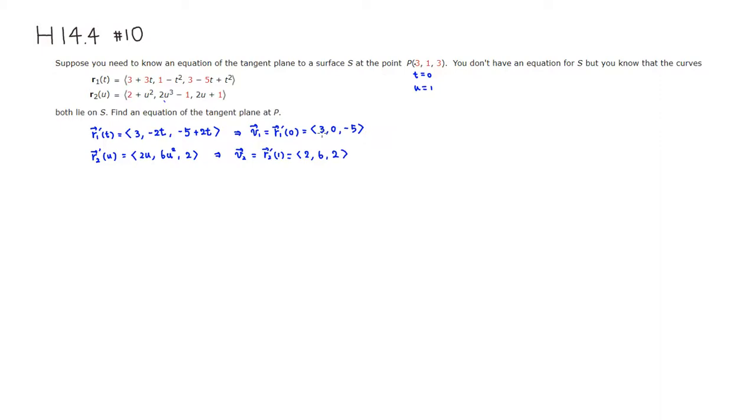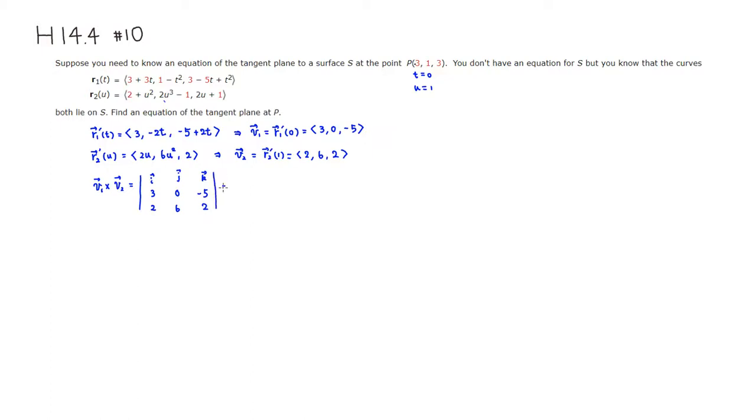Once you have two direction vectors, what we want to do is find a vector perpendicular to them. The good way to do this is to take the cross product, v1 cross v2. So you're going to get i, j, k, then v1, which is 3, 0, -5, and then 2, 6, and 2.